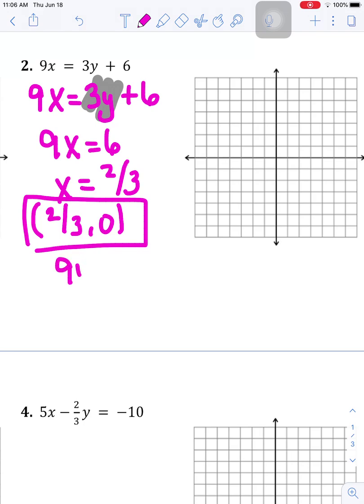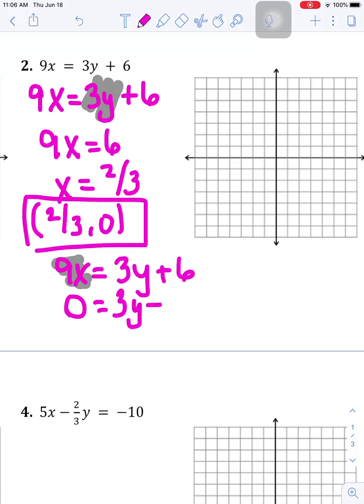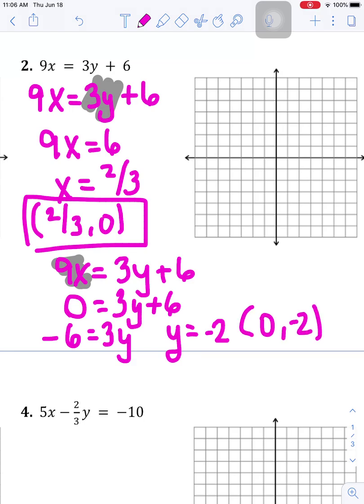All right, to get your y-intercept, you need to zero out the x because you have to have the y left. Now notice when you zeroed out the x, that left nothing on the left-hand side. So you now have 0 equals 3y plus 6, which is a two-step equation to solve. So the first thing we would do is subtract the 6. And then if we divide, we get y to be -2. So that intercept is 0, -2.